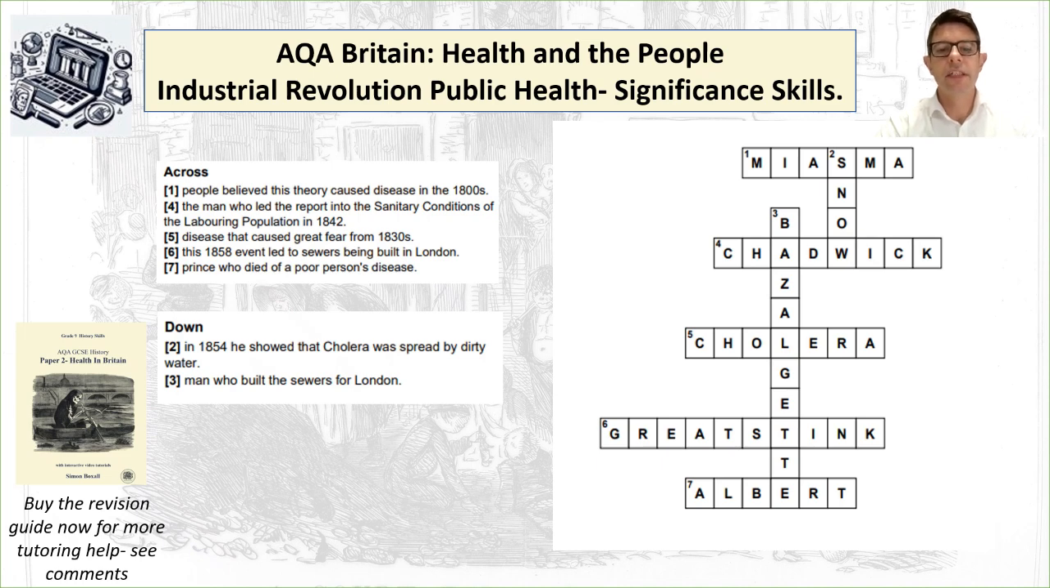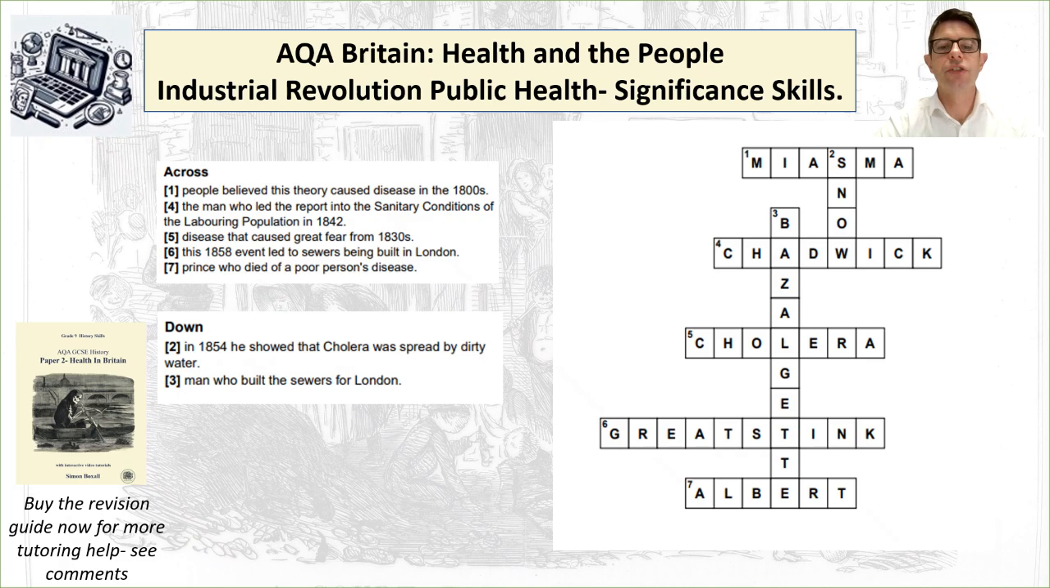Number 5 is a disease that caused great fear from the 1830s onwards. So cholera. This was a disease that appeared in the 1830s in Exeter and London, and then, as we know, the Broad Street Pump in 1854, and epidemics appearing around the 1800s until we got the better sewers and water conditions developing later on due to Bazalgette, of course, and others.